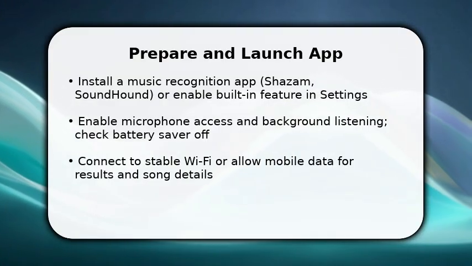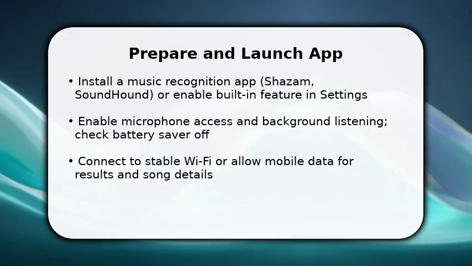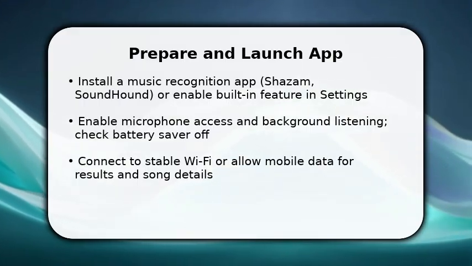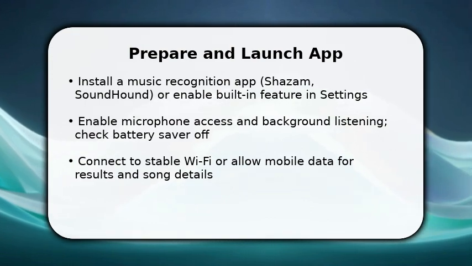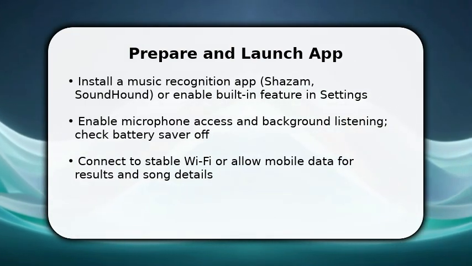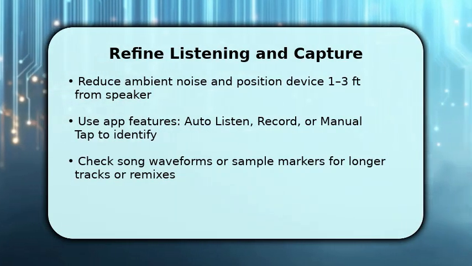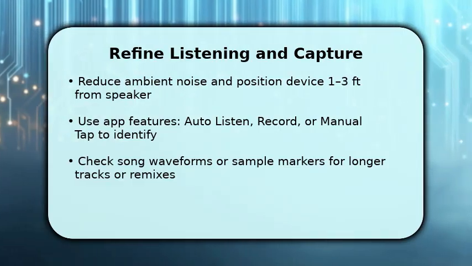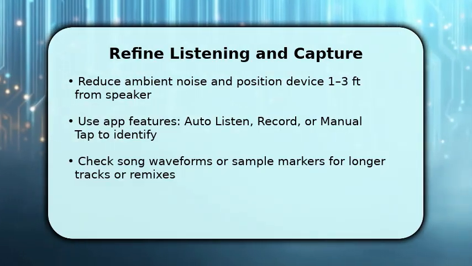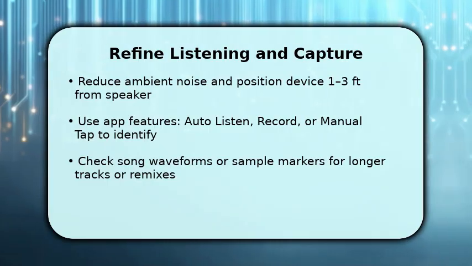Make sure background listening is allowed so the app can identify songs even with the screen locked. Now focus on quality. Reduce echo and move nearer to the speaker to give the recognition algorithm a clean sample. Tap the Identify button or let Auto Listen run. Longer samples improve accuracy for remixes or live versions.